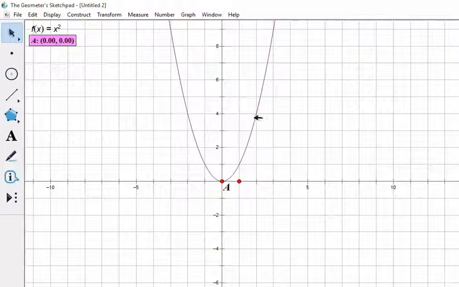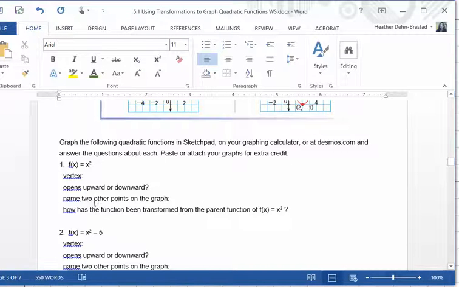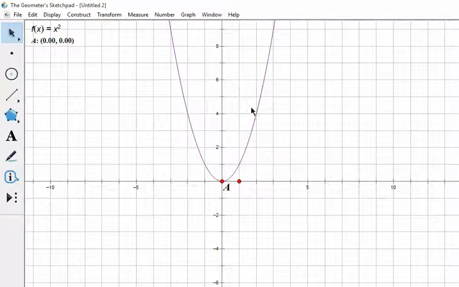Let's see what are the other questions that ask you. Name 2 other points on the graph, and then how has the function been transformed from the parent function? Well, this is the parent function. It hasn't been transformed at all. 2 other points, again, you could just put some points on here. Let's see, here's a nice point right here. And here's a nice point.